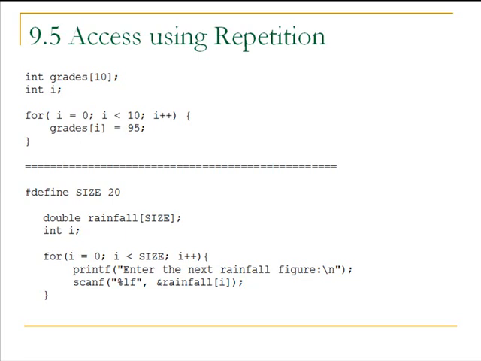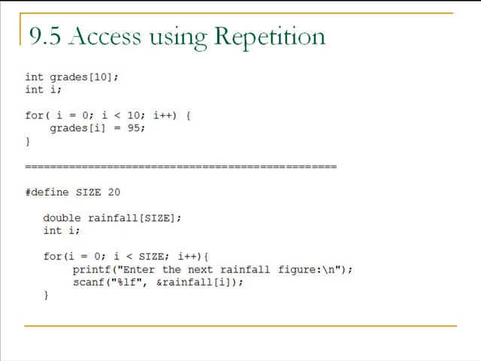And here's the for loop that does something with each element of the array. We have the exact same format, a variable i that goes from 0 to less than the size of the array. So we're using the defined constant in the for loop as well as in the declaration. This loop seems to want us to ask the user to fill up the elements of the array by entering the values. So we're asking the user to enter the next rainfall figure, and then we scan in the elements one at a time into the ith location.